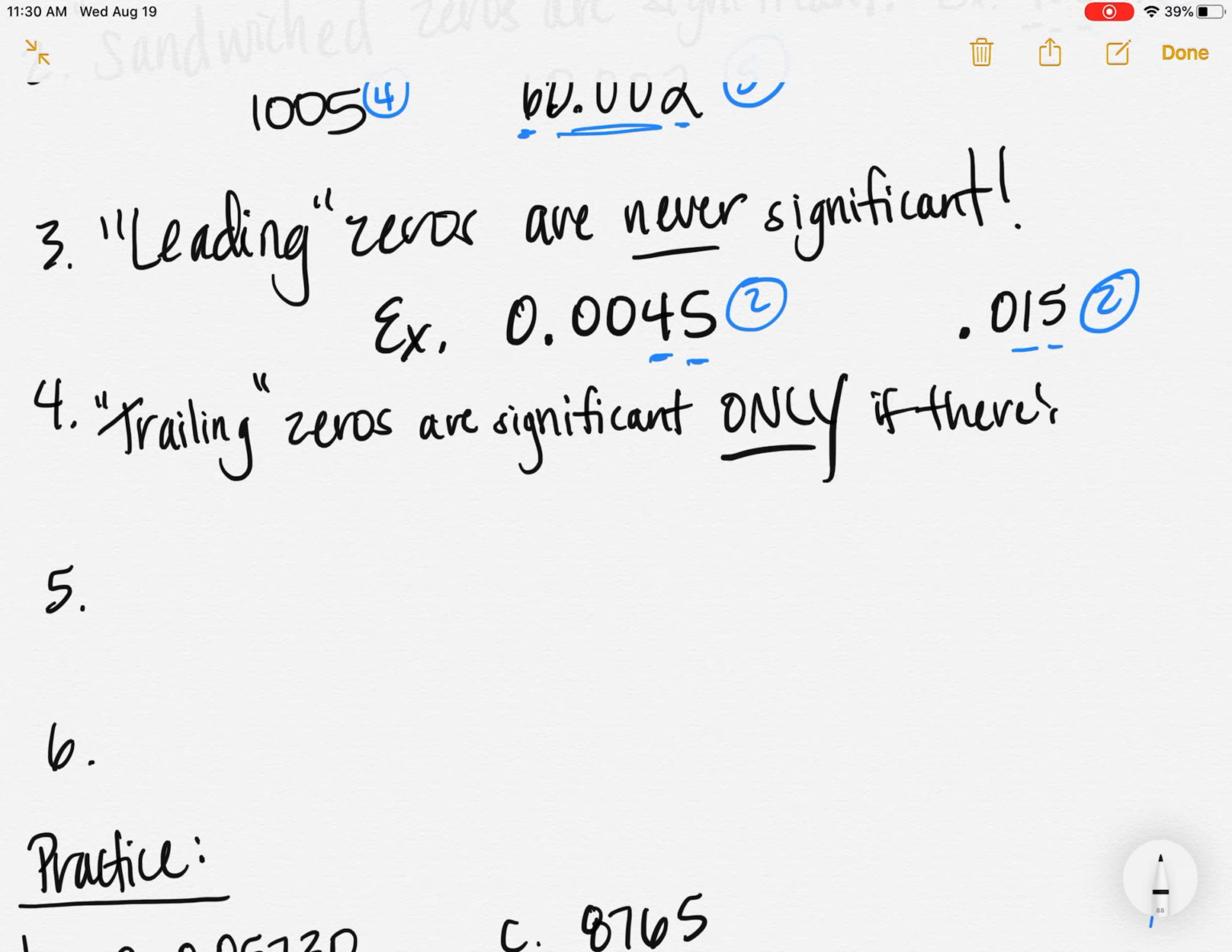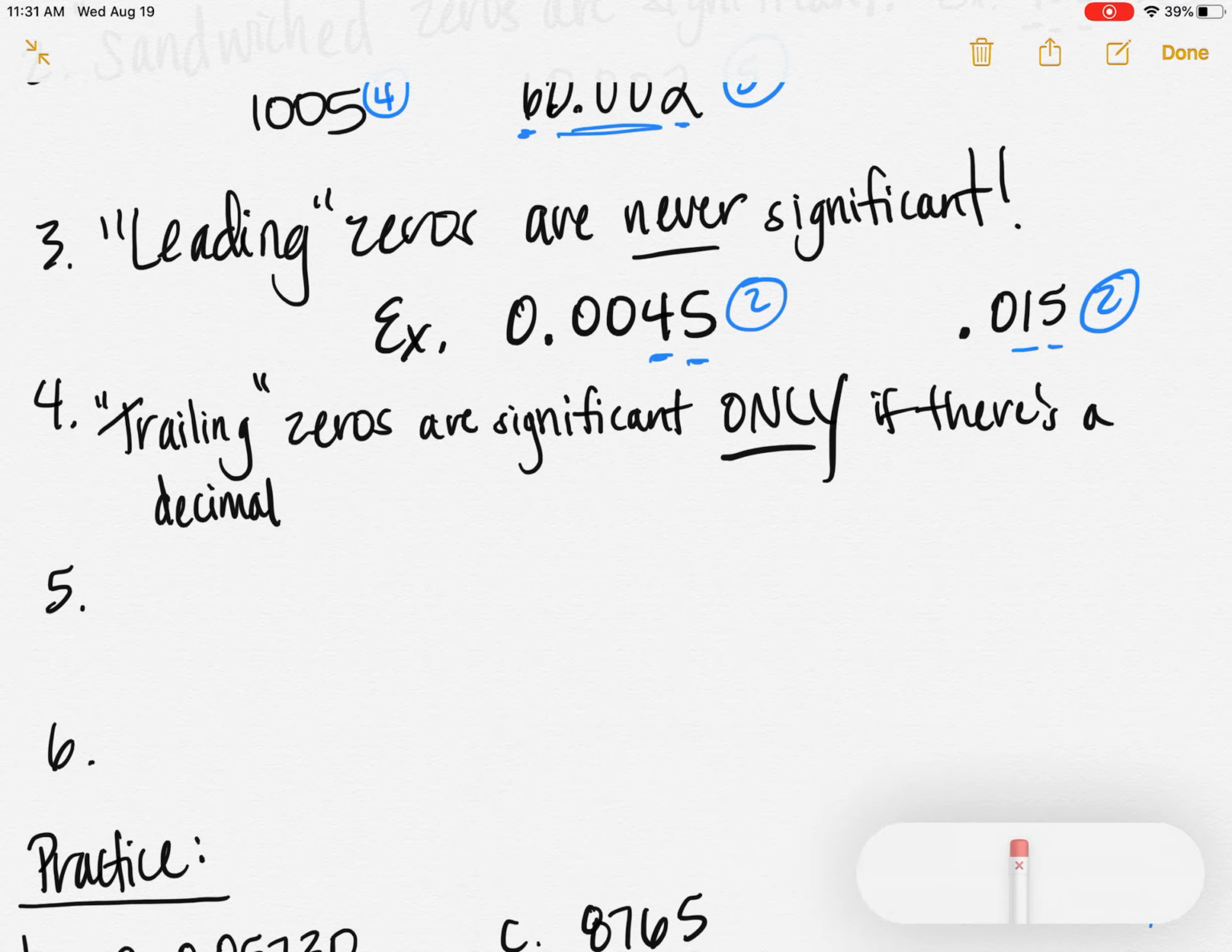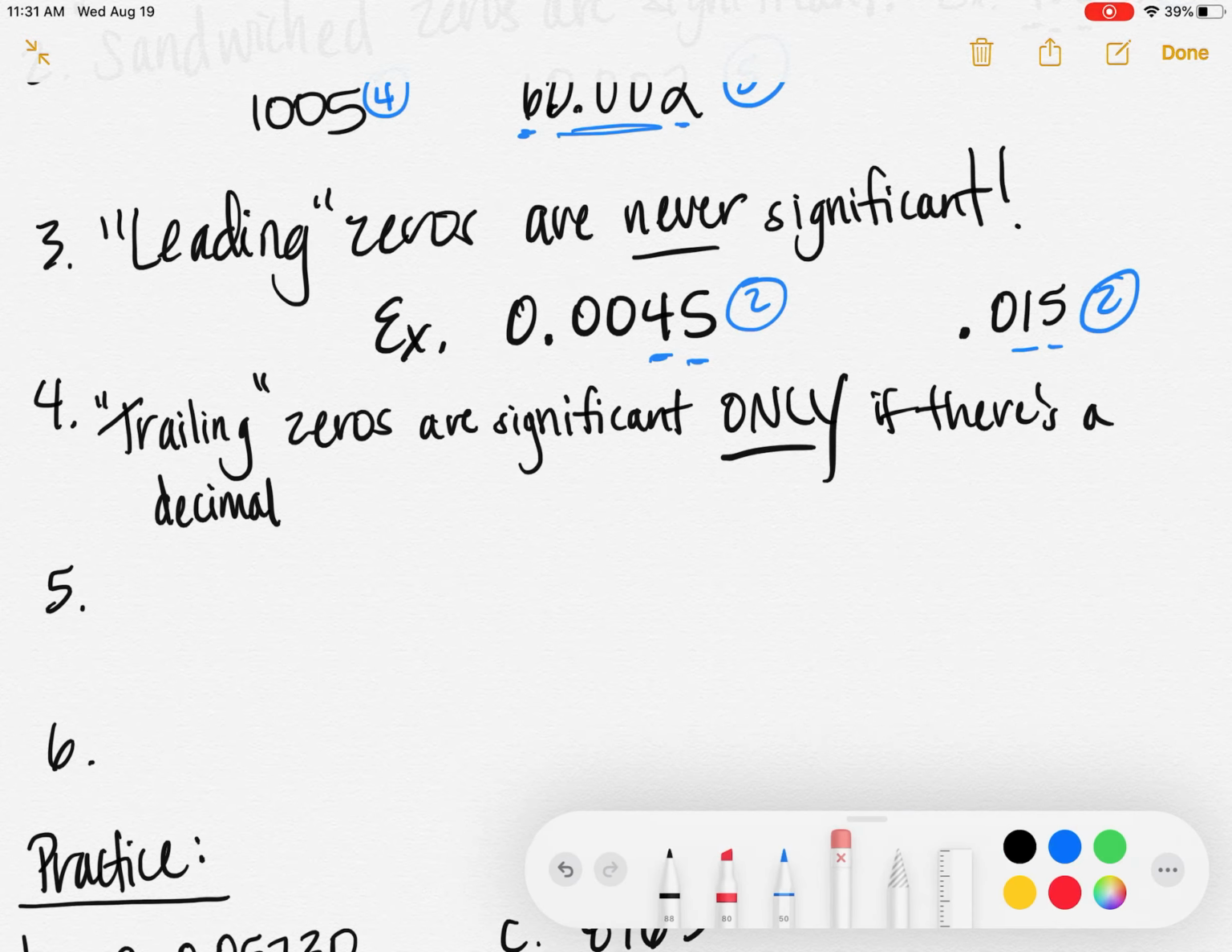And trailing zeros are a little bit different. Oops. Sorry. Clicking on the wrong things, guys. Sorry.